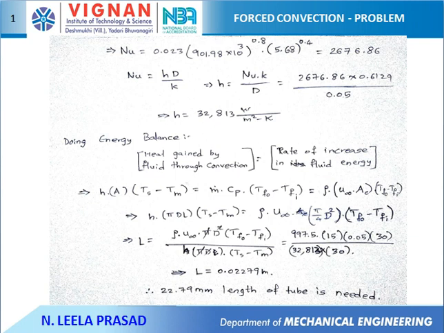So by applying this correlation, we can find out H value, and here H value is 32,813 watt per meter square Kelvin.